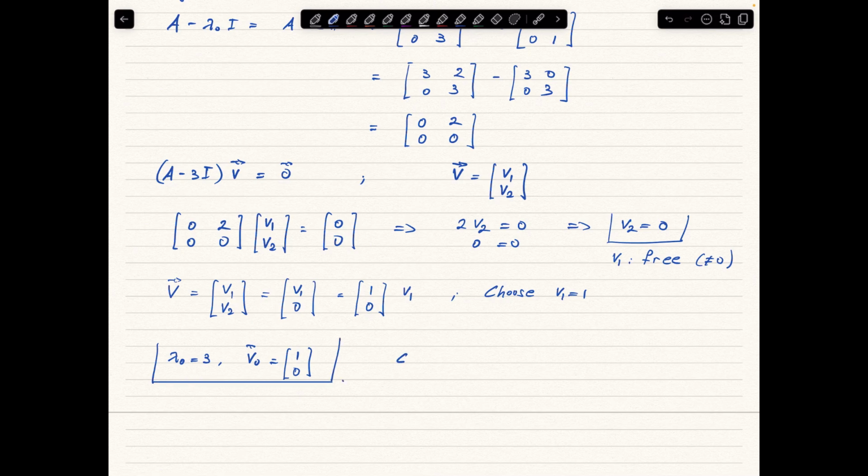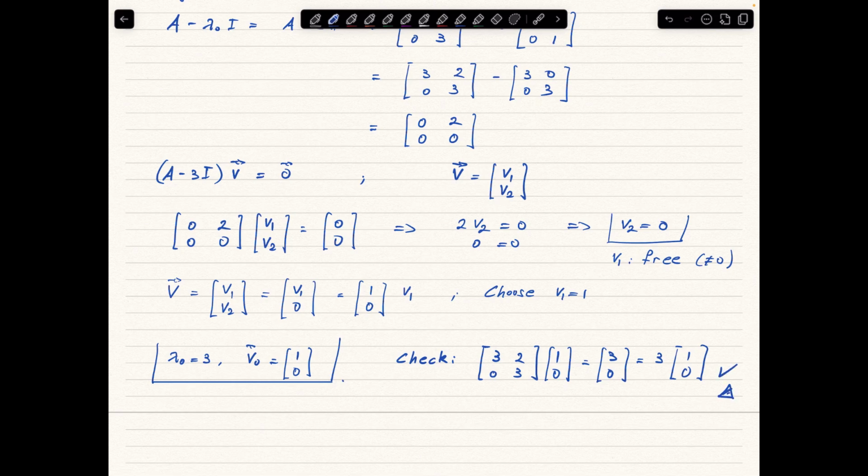Let's check that this is actually correct. The nice thing about computing eigenvalues and eigenvectors is we can always check. So we have 3, 2, 0, 3. We multiply by the vector 1, 0, and what do we get? Well, we get the vector 3, 0, which obviously is 3 times the vector 1, 0. So yes, it checks out.